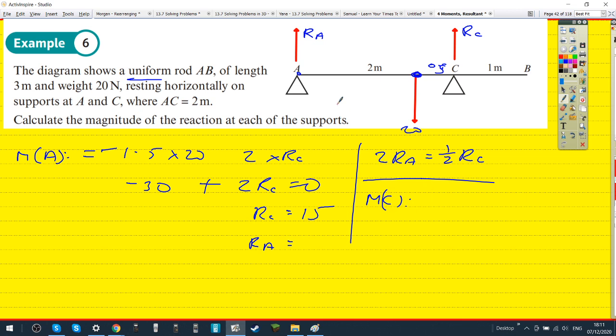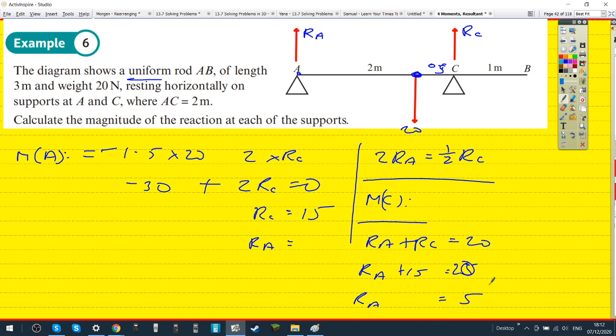However, there is an easier way, just like with simultaneous equations. It says the uniform rod has a weight of 20, and the total reactions have to add up to 20. And so the reaction at A plus the reaction at C must be equal to 20. Does that mean reaction at A plus 15 is equal to 20? Yeah. And so reaction at A is 5. Well done.